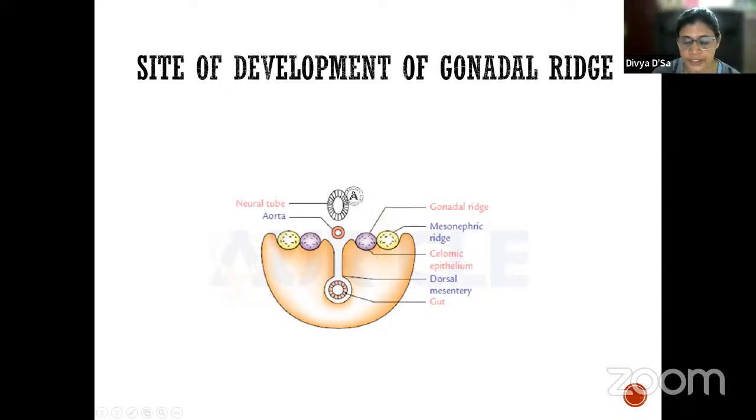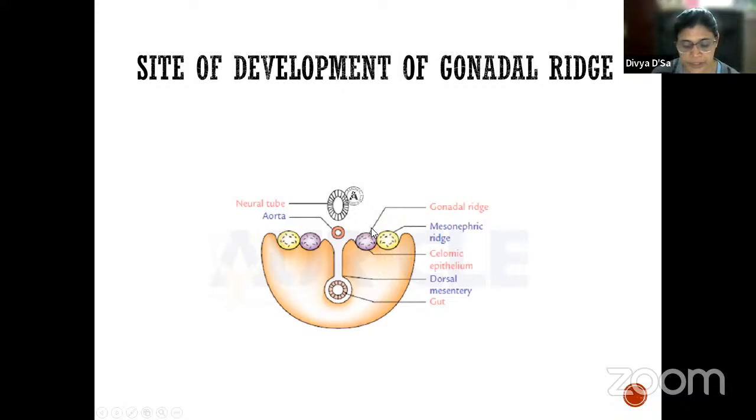So how is this genital ridge formed? It is basically formed by the condensation of the intermediate mesoderm and the proliferation of the overlying coelomic epithelium. So the coelomic epithelium as well as the condensation of the intermediate mesoderm forms this gonadal ridge. So this is the first step.